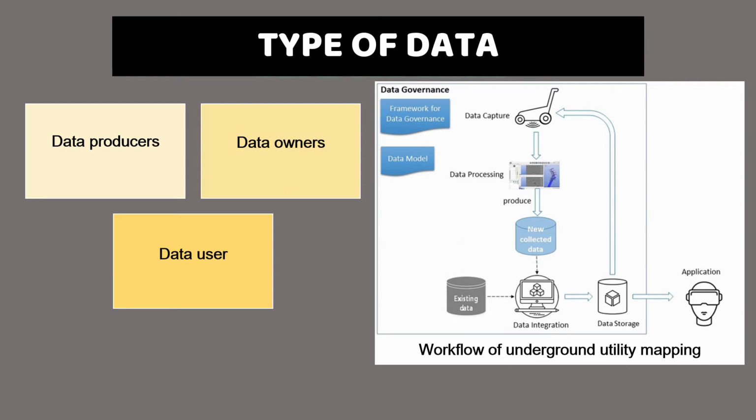They have three types of data. First is data product. Second, data owner. Third is data user. This picture shows the workflow of underground utility mapping.